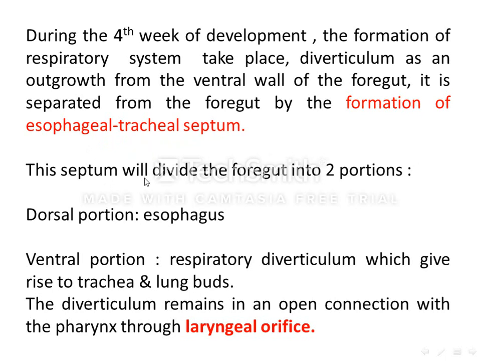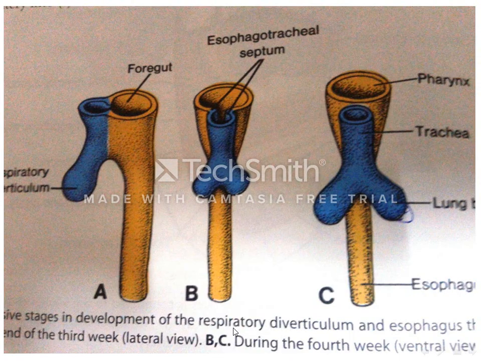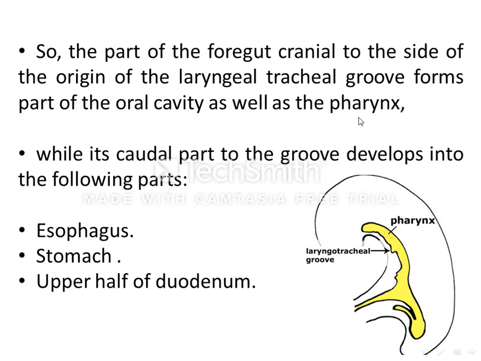So this septum will divide the foregut into two portions: the dorsal portion, which means the esophagus, and the ventral portion, the respiratory diverticulum, which gives rise to the trachea and lung buds. The diverticulum remains in an open connection with the pharynx upward through the laryngeal orifice. So there is a common opening, and then separation by the esophagotracheal septum, forming an opening for the esophagus and another opening for the trachea.